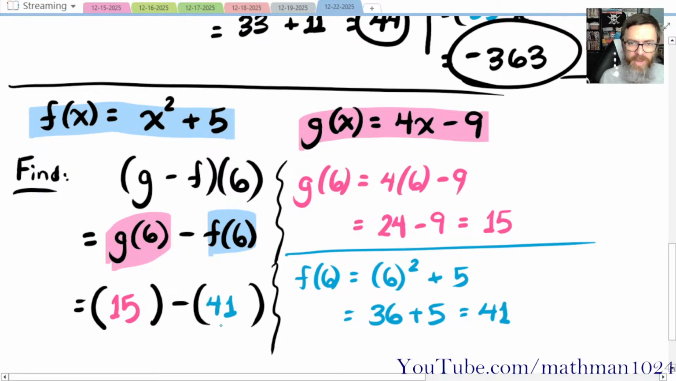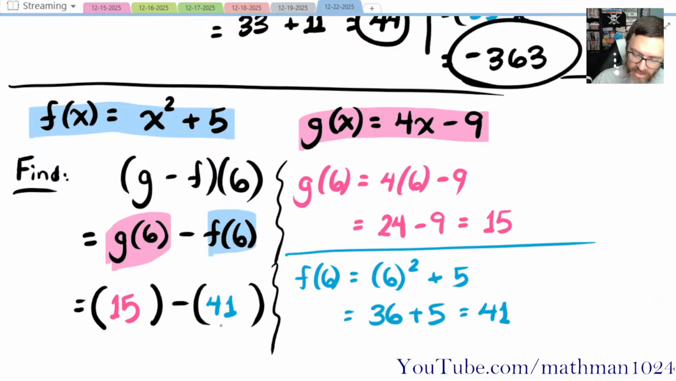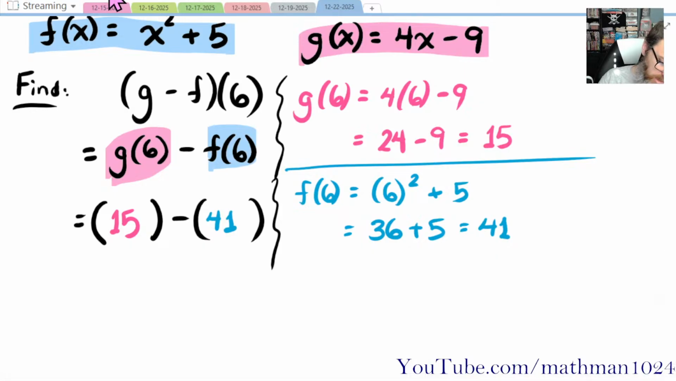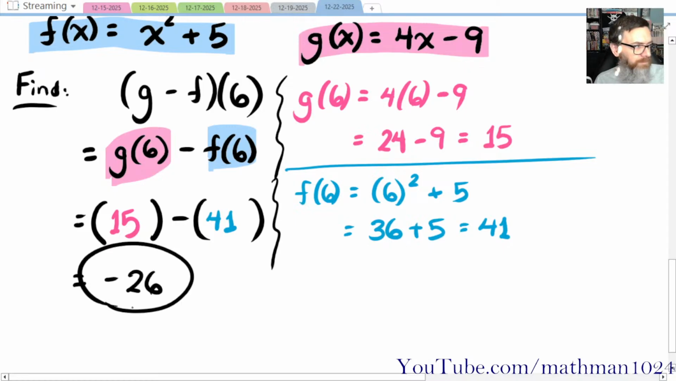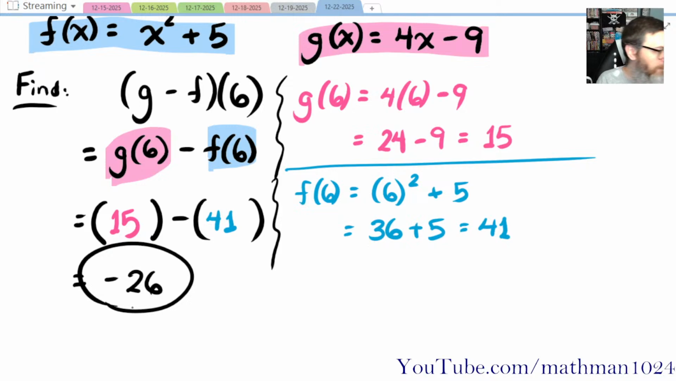So we evaluated the two functions separately, and now we bring the answers together according to the steps that are here. 15 minus 41 is negative 26. And yeah, there's not anything else for us to do here.